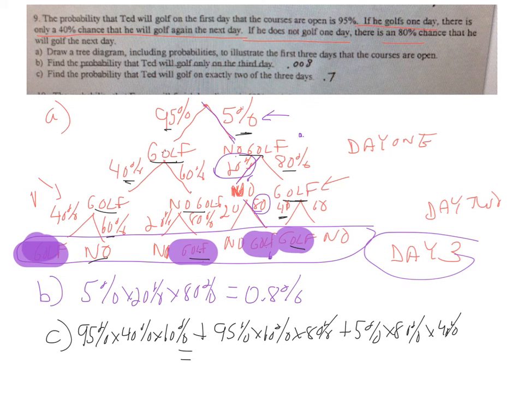Now, I think if you add all those together, you're going to get 22.8% plus 45.6% plus 0.16%, and I think they all add up to 70% for you, okay? And that's how you do that one.